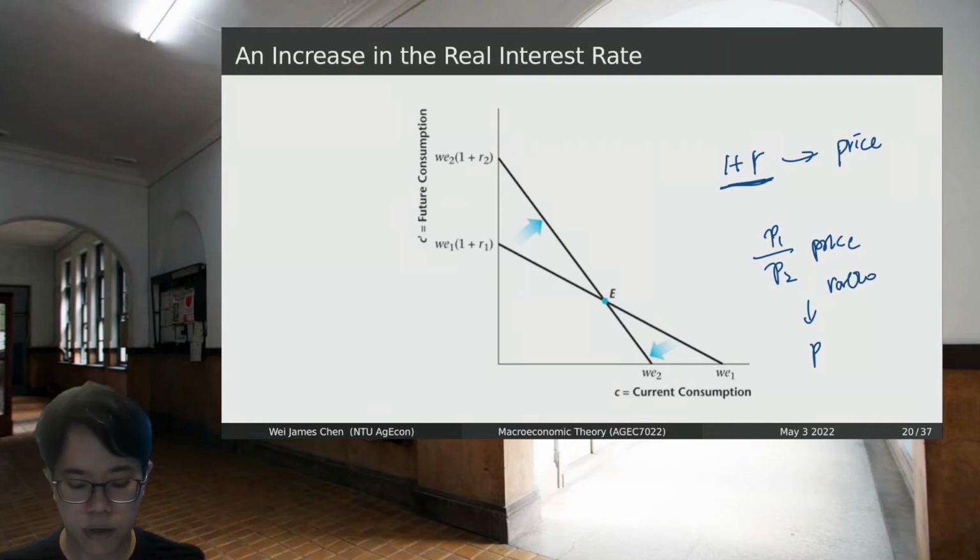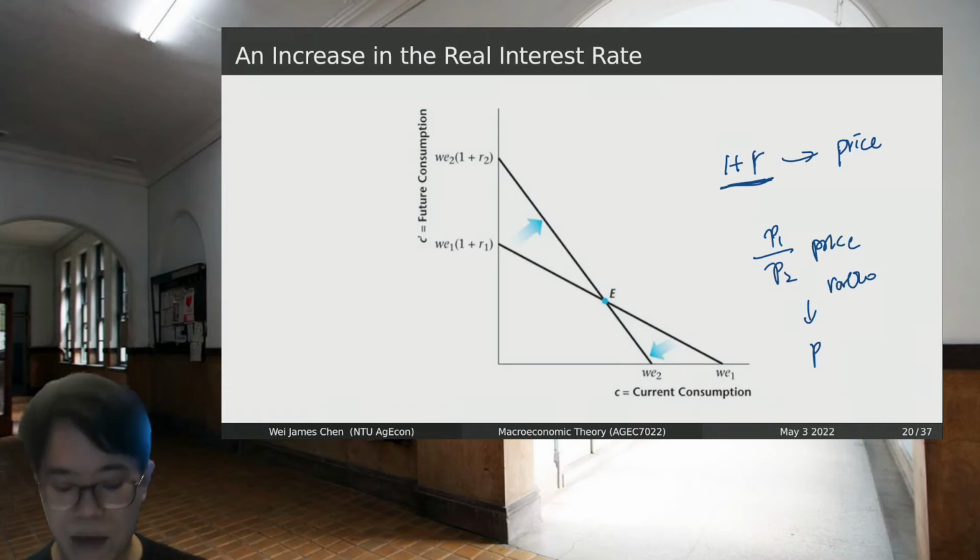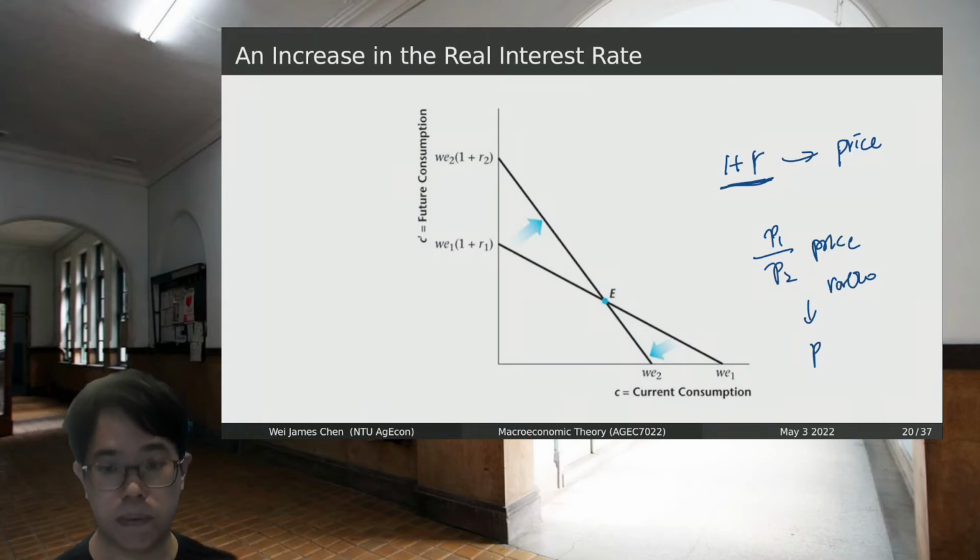So the difference between the XY consumption model and the consumption today and tomorrow model is that I will have one point that's called the endowment point.